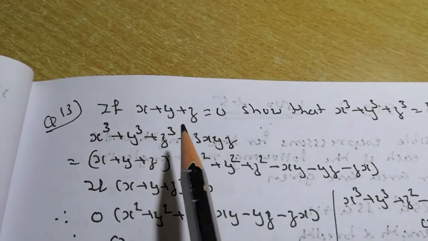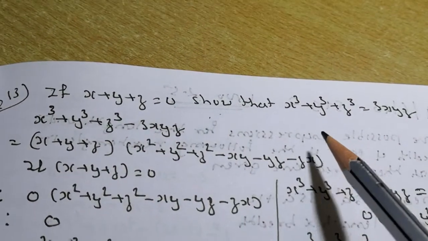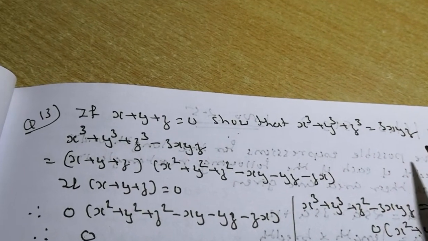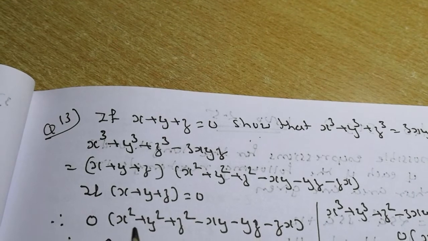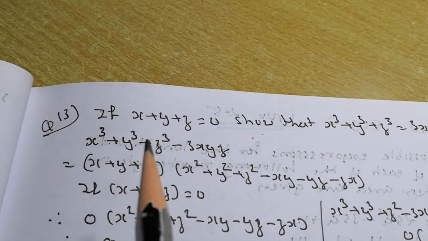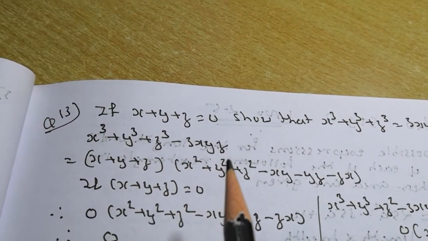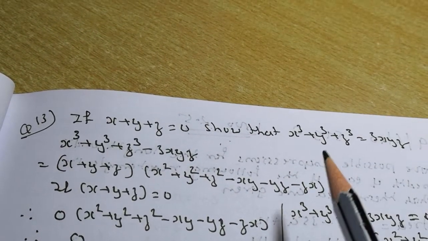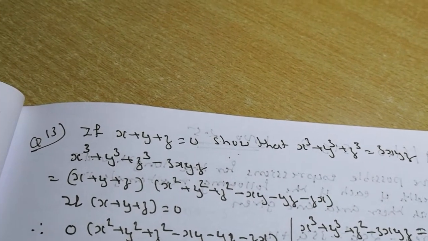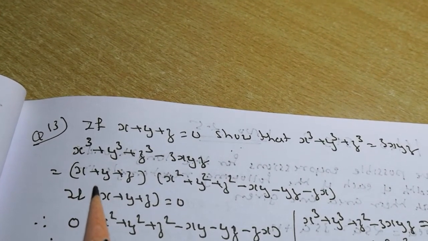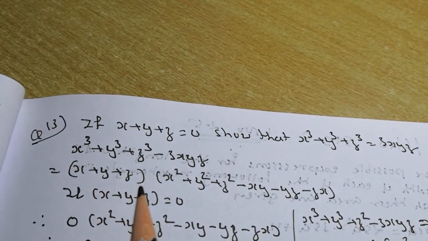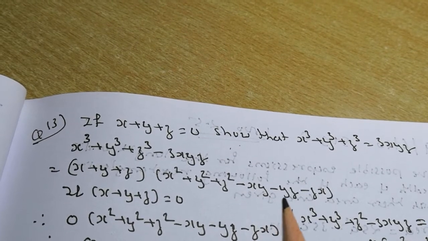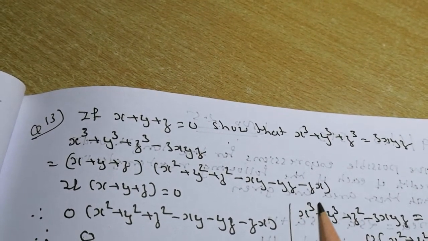Now, if x plus y plus z is 0, then show that x cube plus y cube plus z cube is equal to 3xyz. So here they are given x cube plus y cube plus z cube minus 3xyz. I have taken this left hand side, the right hand side I have shifted to the left hand side, so it is equal to 0. So using the identity, I have split it into x plus y plus z into x square plus y square plus z square minus xy minus yz minus zx.